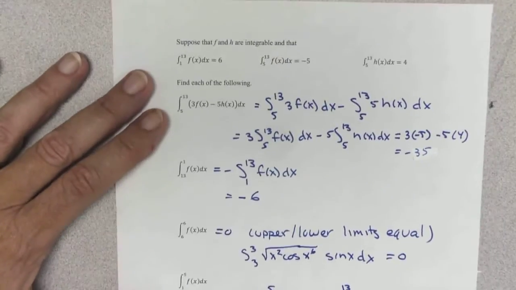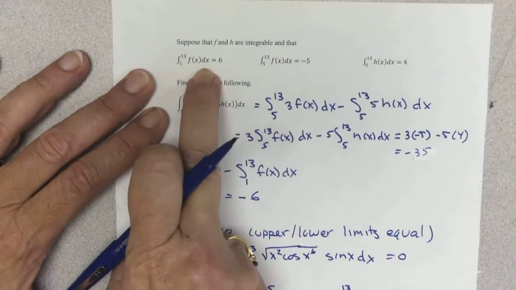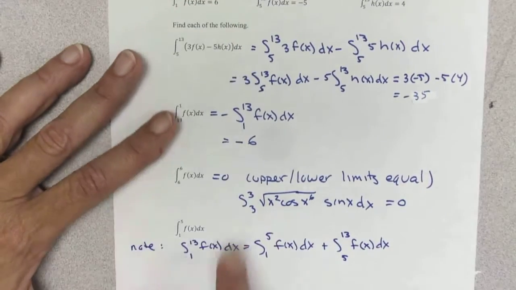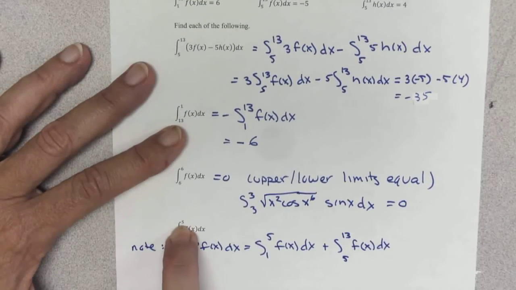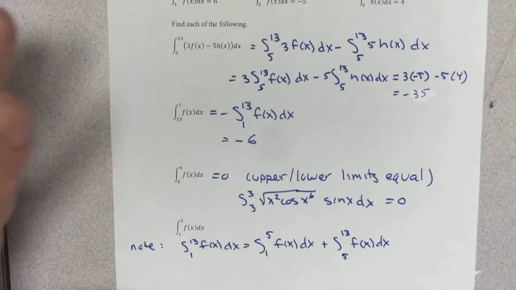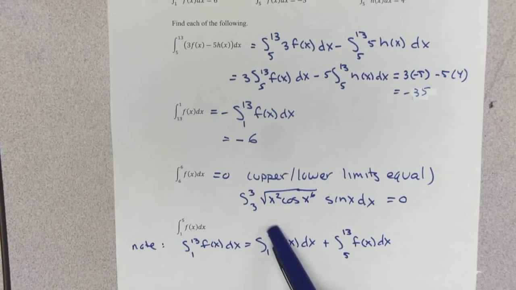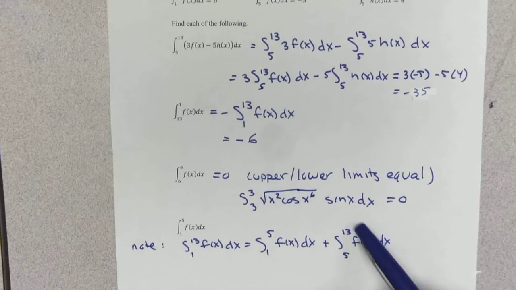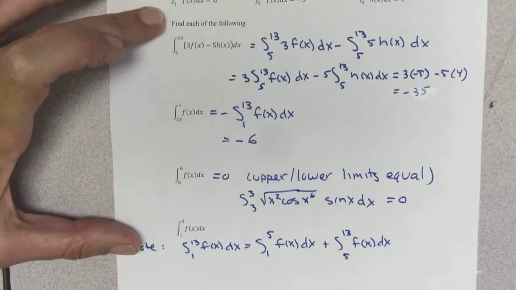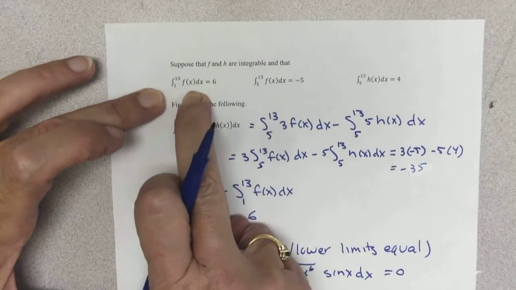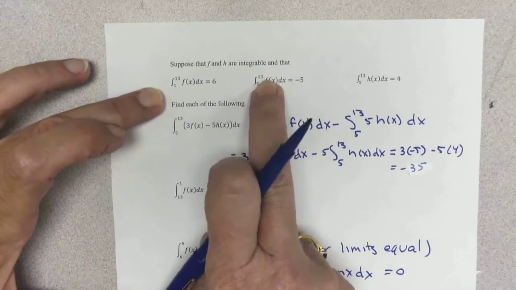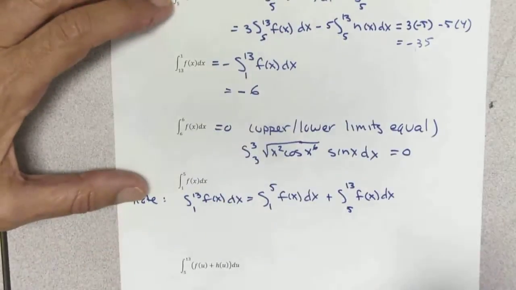And so I took the big interval they gave me, 1 to 13, and I split it up at 5 because they asked me 1 to 5. Because you can choose any number you want, I chose to split it up at 5. So 1 to 5 of f of x dx plus 5 to 13 of f of x dx. That's one of our properties. And so now we can just fill in. 1 to 13 of f of x dx was 6. 5 to 13 of f of x dx was negative 5.